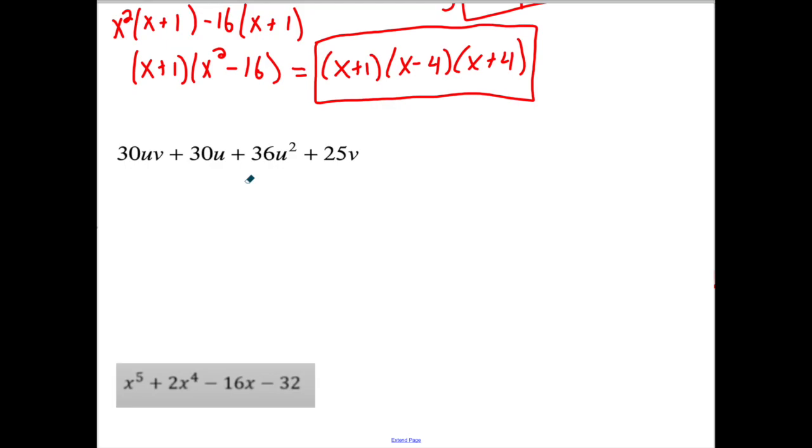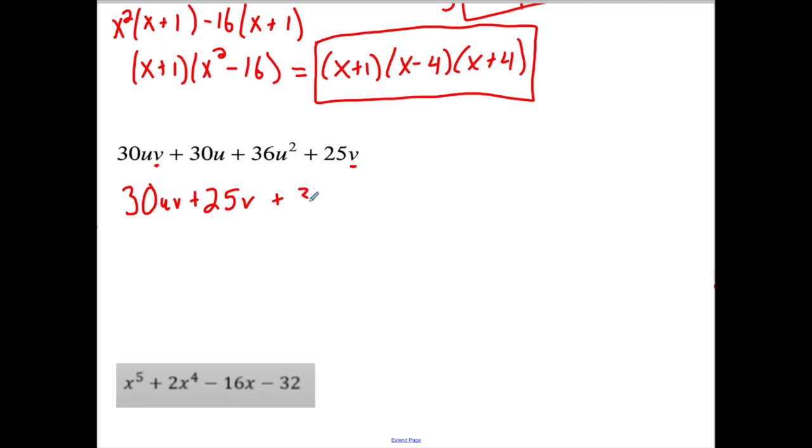Well, maybe there's a way I could do it. What you actually need to do here is rearrange the terms. I can see that this has a v and this has a v. So I'm going to use the commutative property, which says that it doesn't matter the order that you add numbers or expressions. And I'm going to rewrite this by moving the 25 and grouping it with the 30.